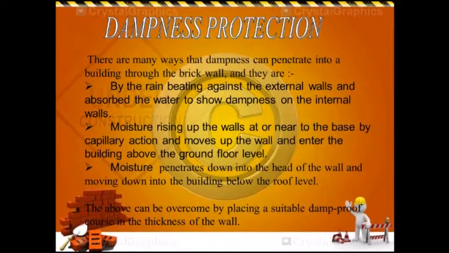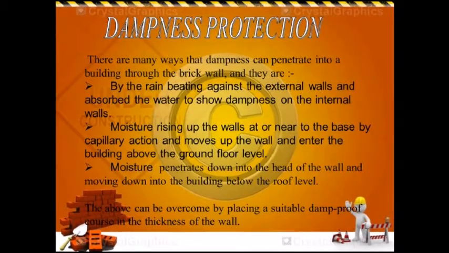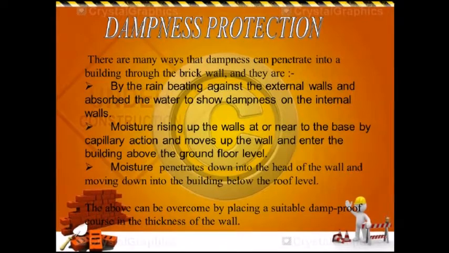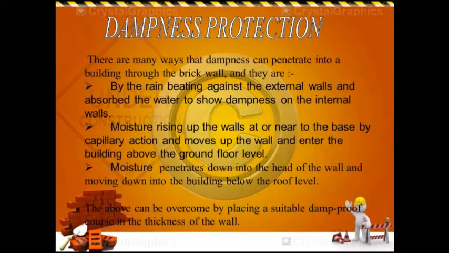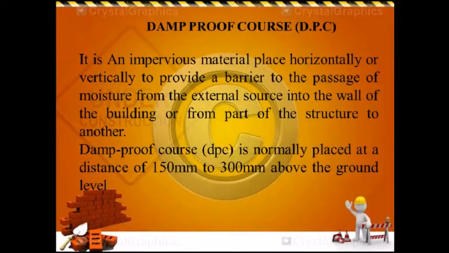There are many ways that dampness can penetrate into a building through the brick wall. First, rain beating against the external walls and being absorbed shows dampness on the internal walls. Second, moisture rising up the walls at or near the base by capillary action moves up the wall and enters the building above the ground floor level. And thirdly, moisture penetrates down into the head of the wall and moves down into the building below the roof level. The above can be overcome by placing a suitable damp-proof course in the thickness of the wall.